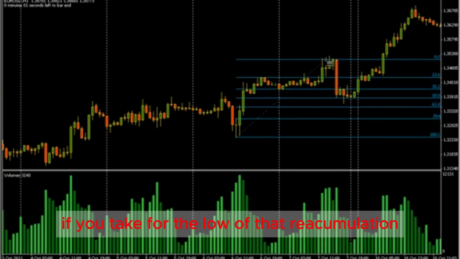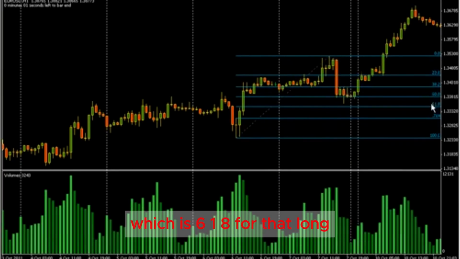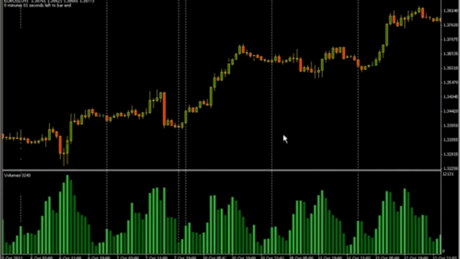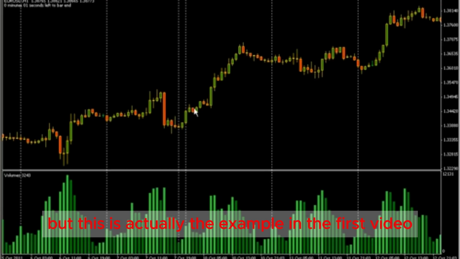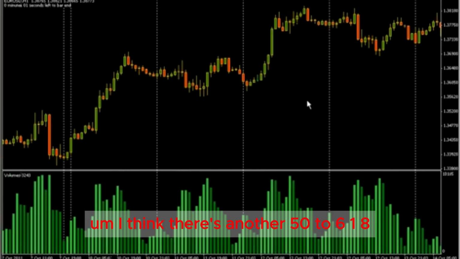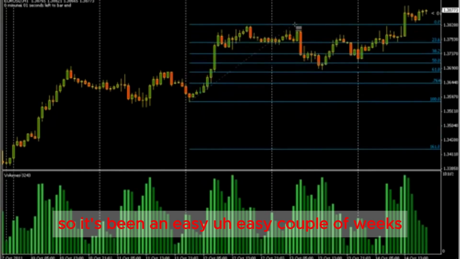If you take from the low of that, reaccumulation. So when it starts to pull back, you would have that again, 50 to 61.8, looking for that long. In this case, it didn't come that low, but this is actually the example in the first video. I think there's another 50 to 61.8, so it's been an easy couple of weeks.